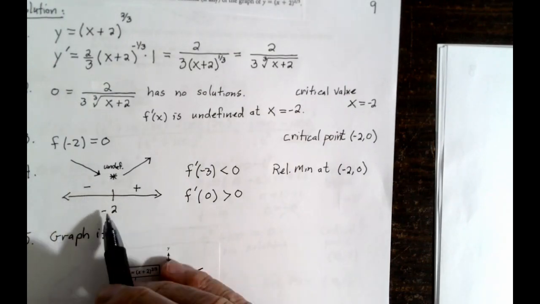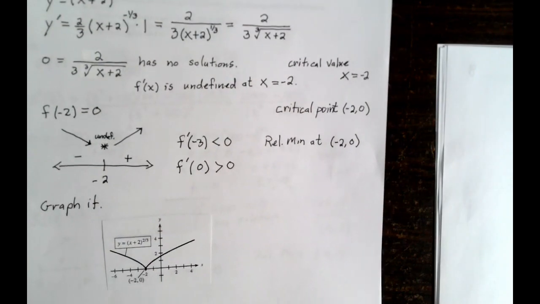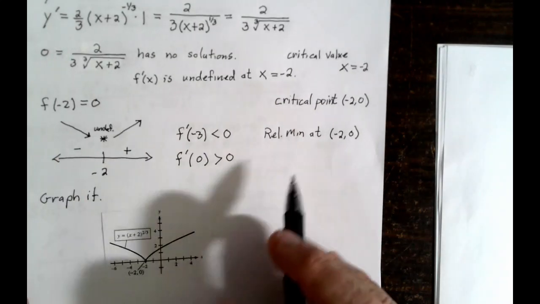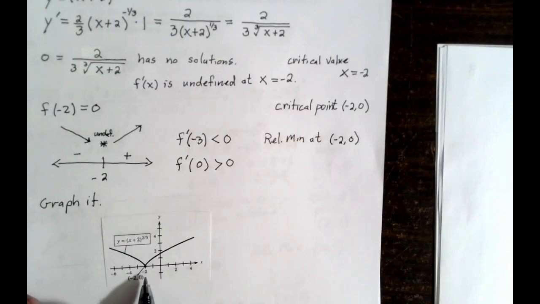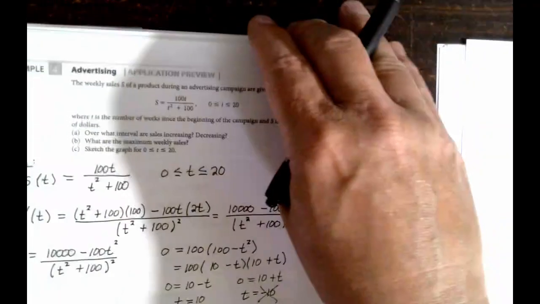That indicates that at that point, the first derivative is undefined. Alright, so we know that we're decreasing and we're increasing. And we know that that means we got a relative min at that point at negative 2. And if you look at this, it does have a relative minimum at negative 2, (-2, 0).